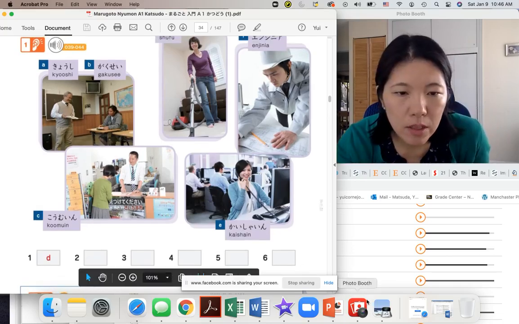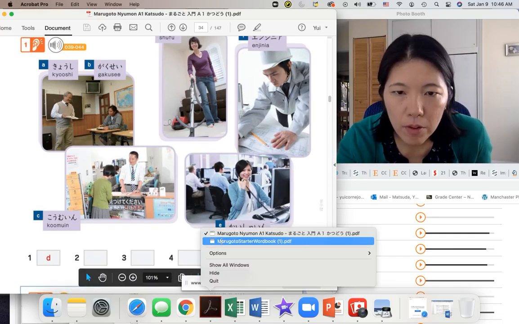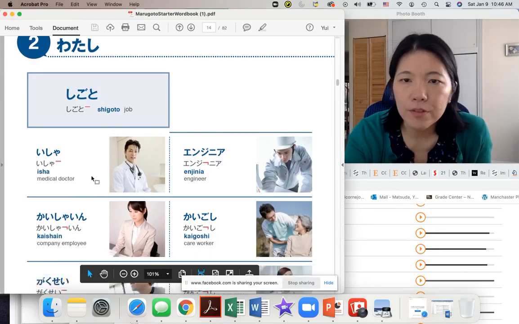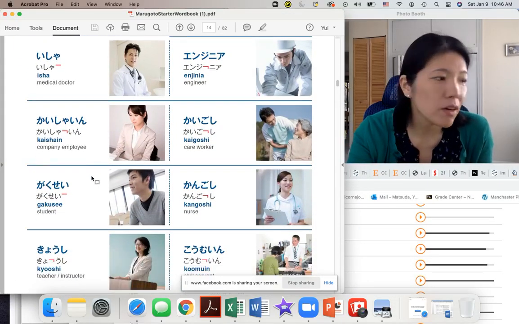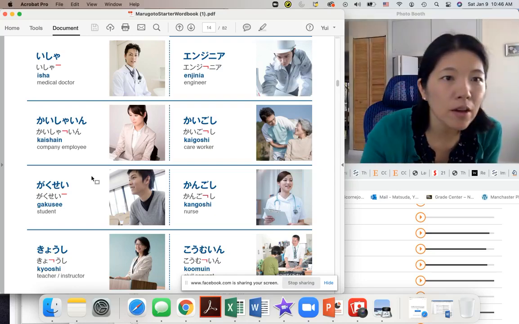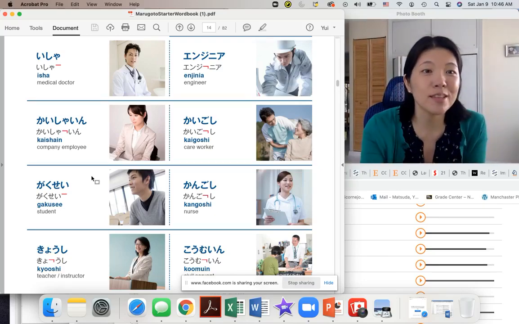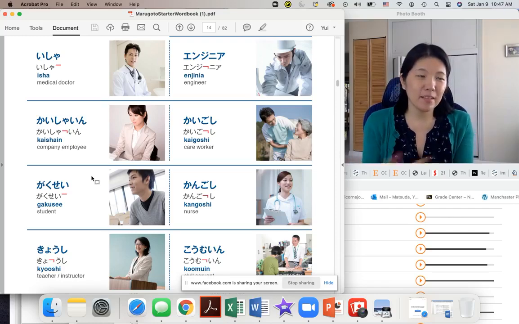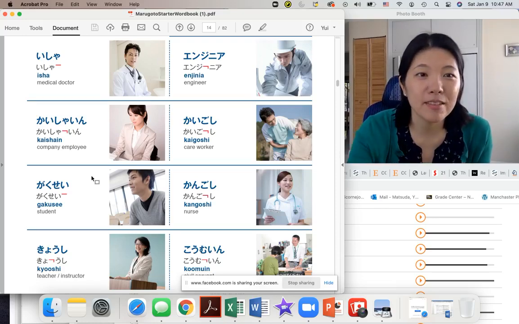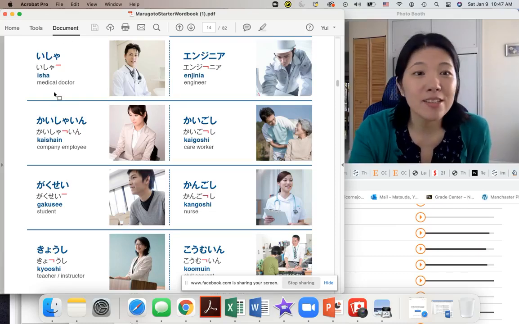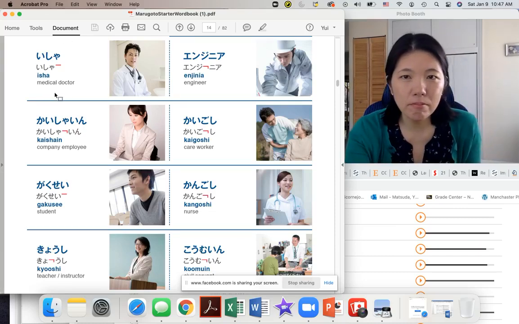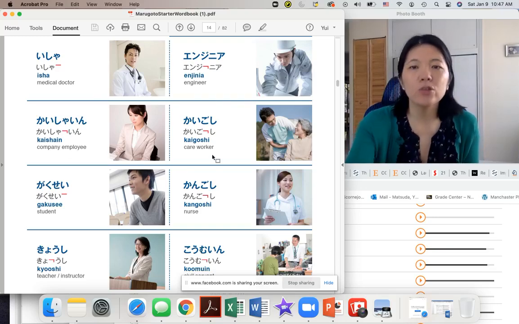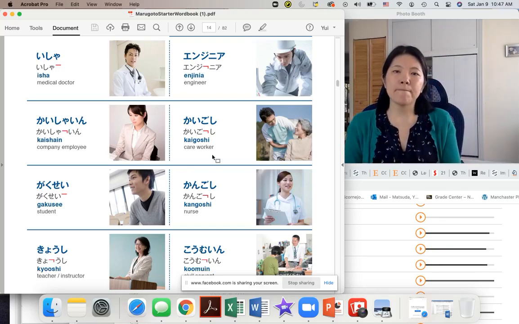I need to see if there are other words of different kinds of occupations. If you're doing something special and you want to know how to say your profession, you can put it in the chat box and ask. But 医者 is a medical doctor. 医者. Have that. So 介護士 is a care worker.